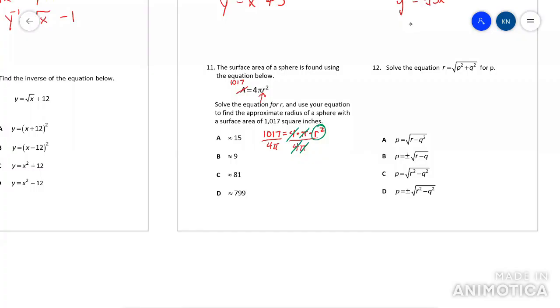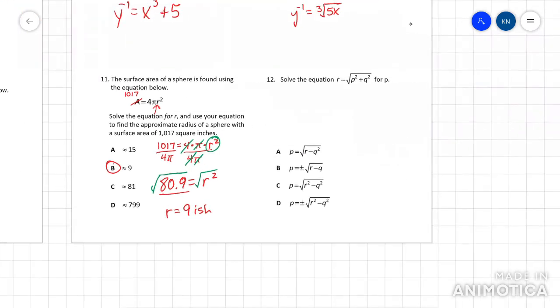All right, I got 80.9 is equal to r squared, and then you're going to root it. And so this is basically like 81, right? So my answer would be r equals 9-ish. So that's what this means. It means roughly equal to. So my answer would be B. Okay, and then this last problem.